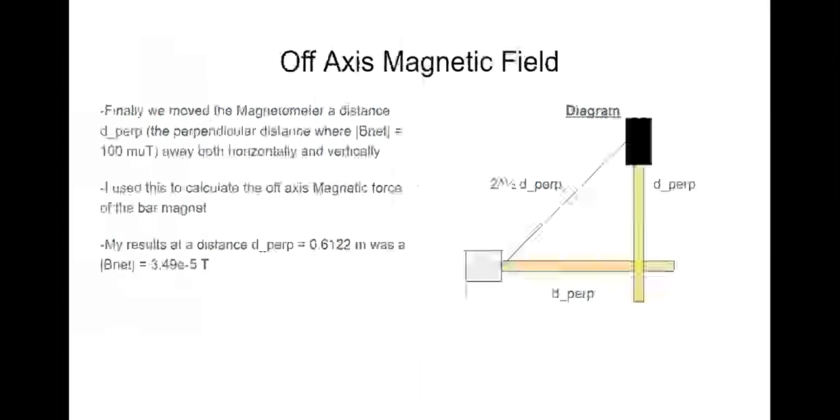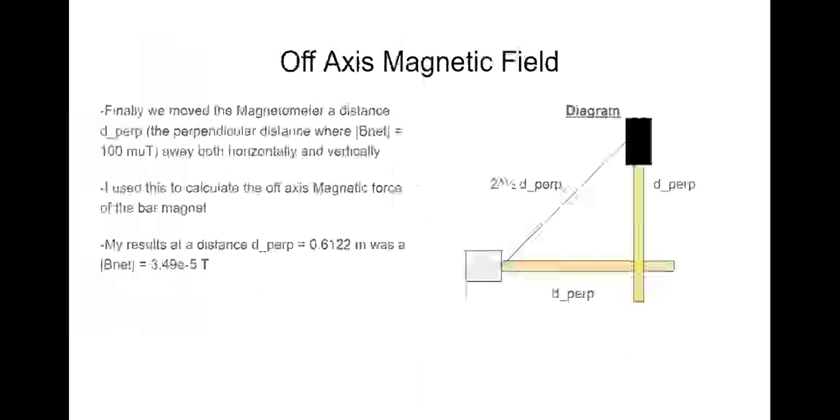Next, we calculated the off-axis magnetic field, where we took the magnetometer and moved it a perpendicular distance where the magnitude of B net equals 100 μT, away both horizontally and vertically, so that the distance away from the bar magnet was at a 45-degree angle, at a distance of square root of 2 times d perp away. I used this to calculate the off-axis magnetic field of the bar magnet, where my results were distance d perp equal to 0.6122 meters, and my magnitude of my magnetic field was equal to 3.49 times 10 to the negative 15.